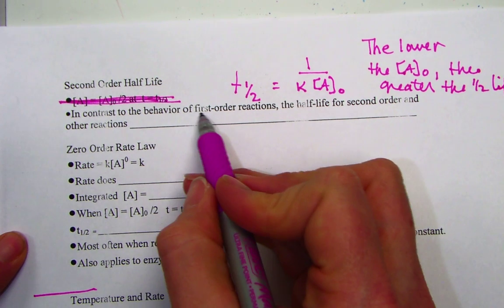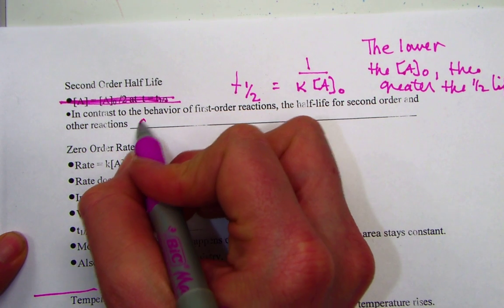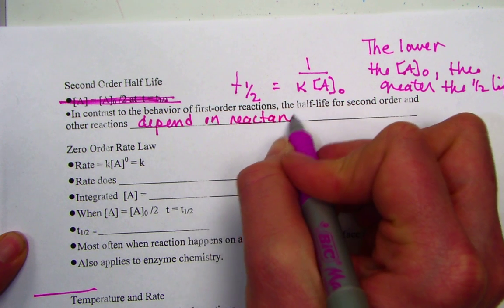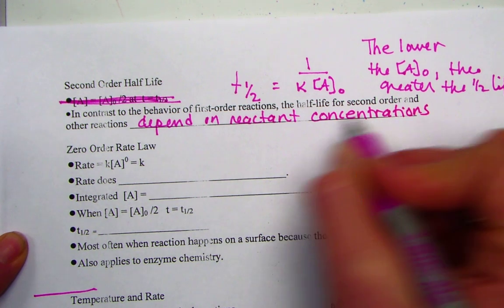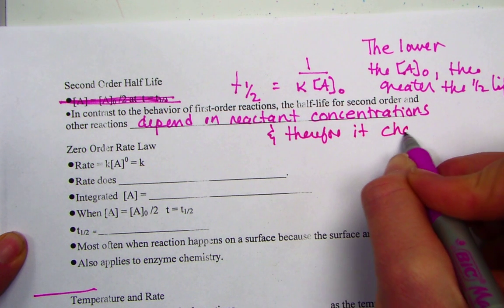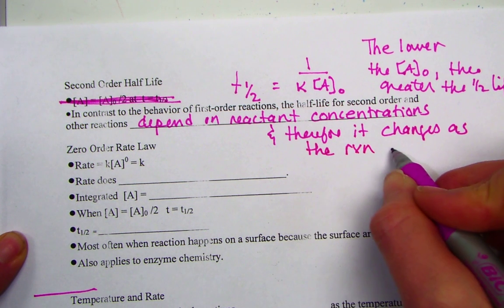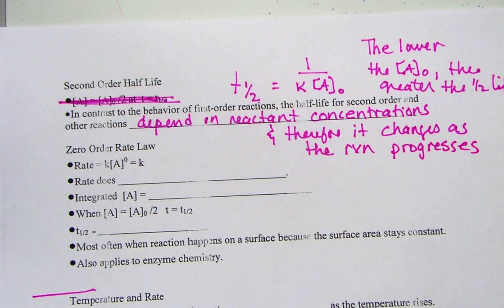In contrast to the behavior of first order reactions, the half-life for second order and other reactions depends on reactant concentrations. And therefore, it changes as the reaction proceeds. It's going to slow down. So therefore, it's a different value each time, whereas in the first order, it was a constant.